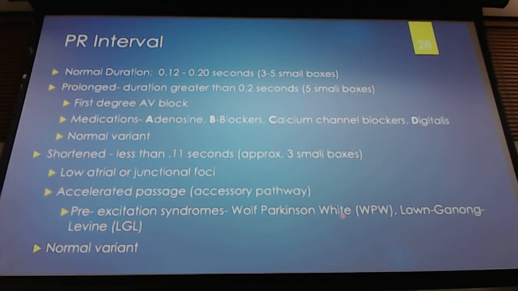Normal duration of the PR interval, 0.12 to 0.20 seconds, or 120 to 200 milliseconds. 3 to 5 small boxes. It can be prolonged, which can be a normal variant. A lot of times when we think about something prolonging that PR interval, we think about something like a block, the first degree AV block. Something's going on with the AV node, and it's causing that time, usually at that PR segment area, to be longer than normal.